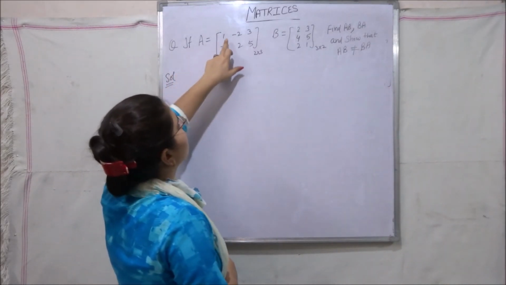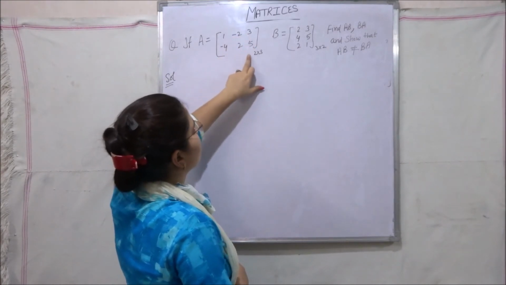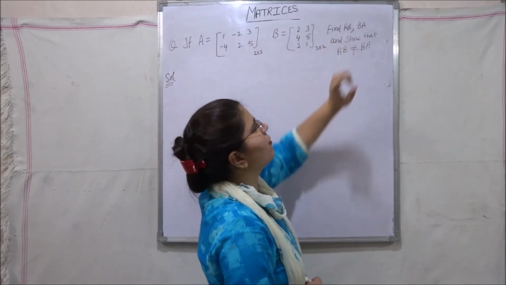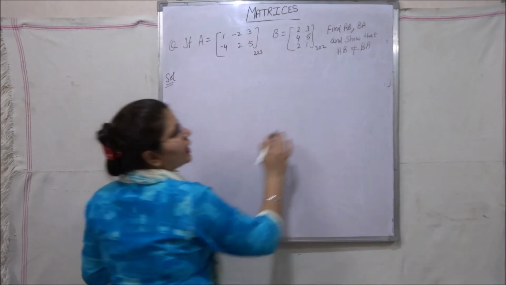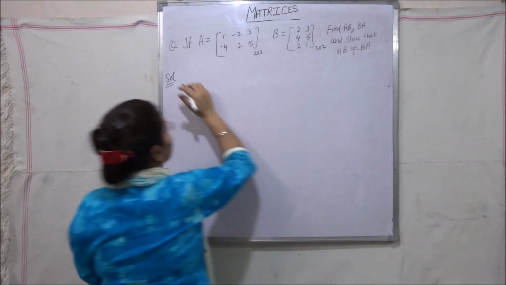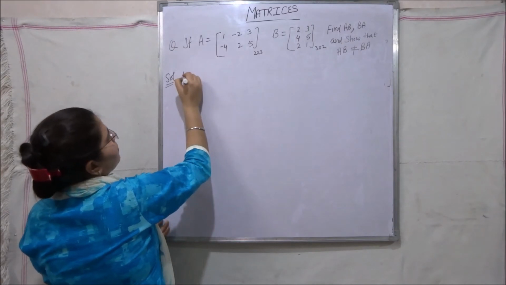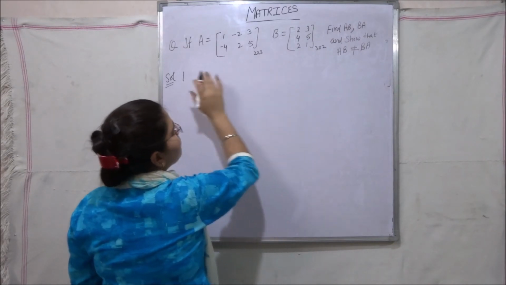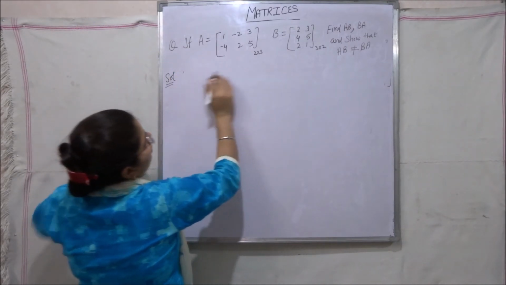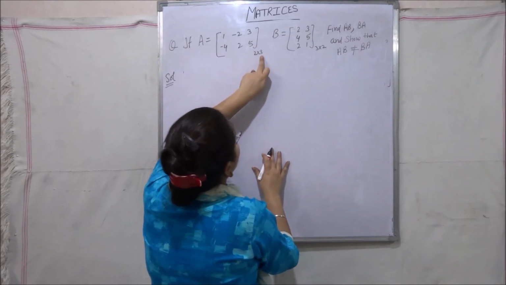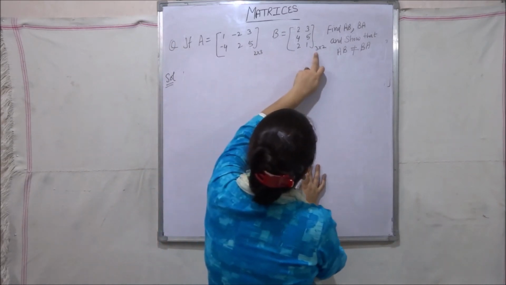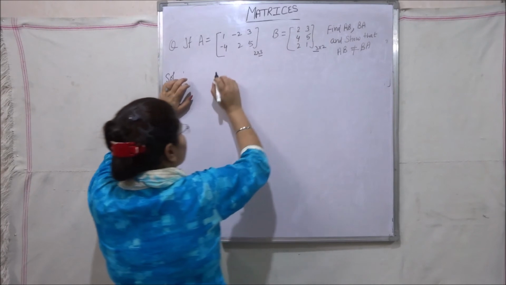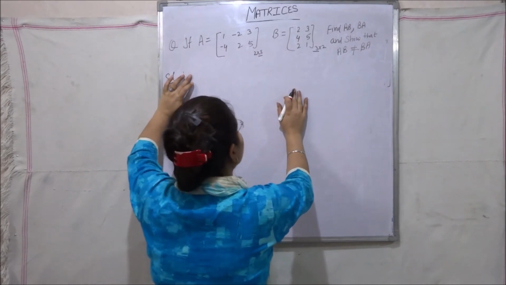Now let's solve the question. If A is 1, minus 2, 3, minus 4, 2, 5 and matrix B is given to us as 2, 3, 4, 5, 2, 1, then find the product AB, BA and show that AB is not equal to BA. Now first of all we want to check whether we can find the product AB or BA. For multiplication, the number of columns of the first matrix should be equal to the number of rows of the second matrix, that is equal. So multiplication is defined here.